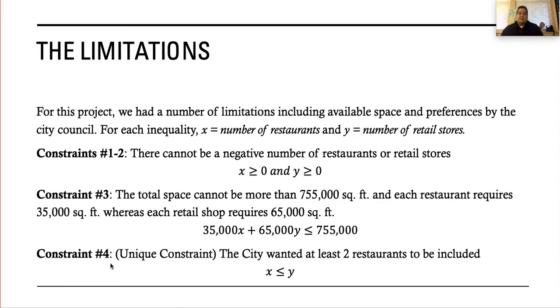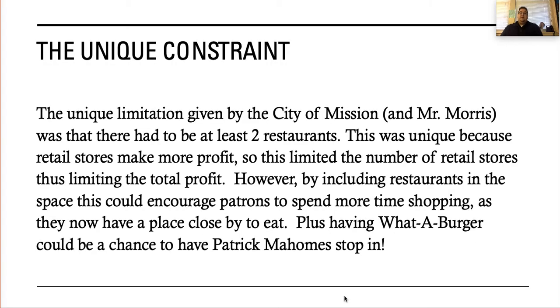And then constraint number 4. The unique constraint given to us by the city was that they wanted at least 2 restaurants to be included, and that's not the right constraint underneath there, so I need to change that. That should say X is greater than or equal to 2. So the unique limitation given by the city of Mission was there had to be at least 2 restaurants, okay?